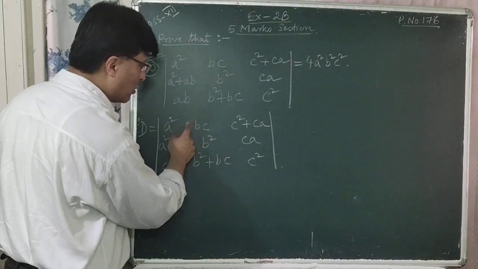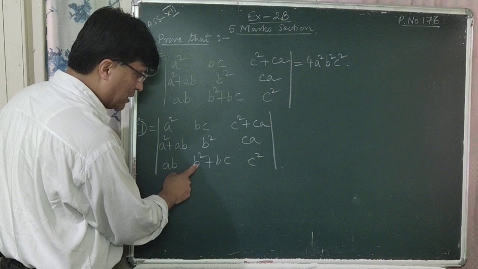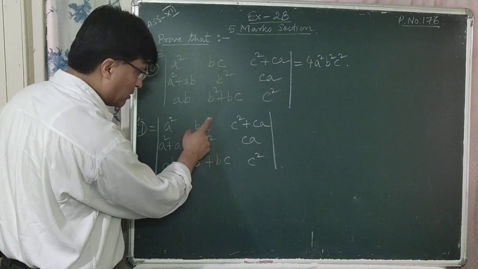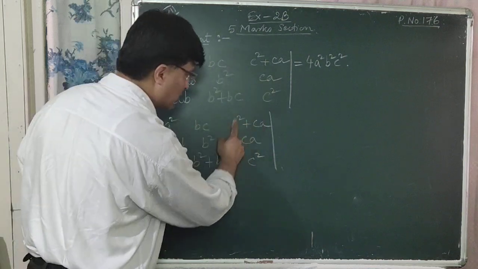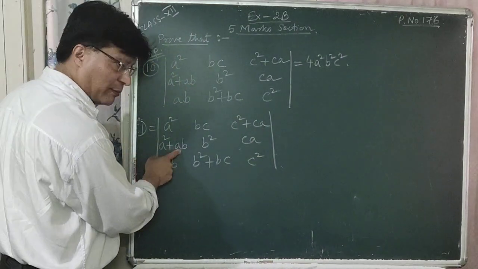Similarly, you can take b common from the second column. Here b is common, so b is taken common, b plus c. Here also b is common. Here also c is common, isn't it? So let us take common a from this element.